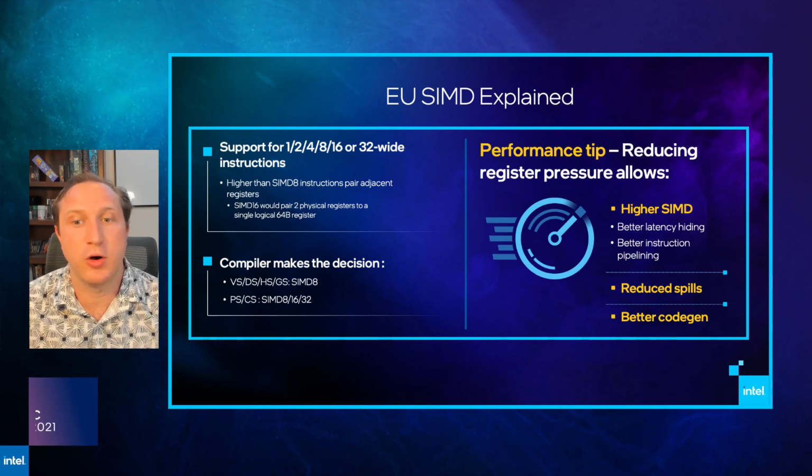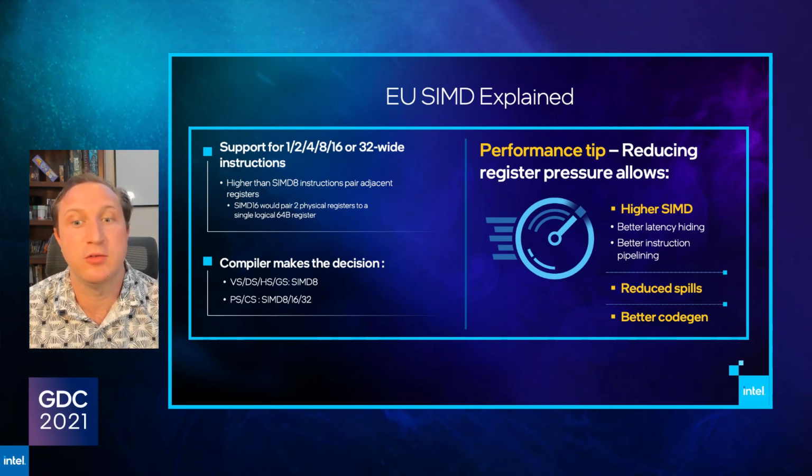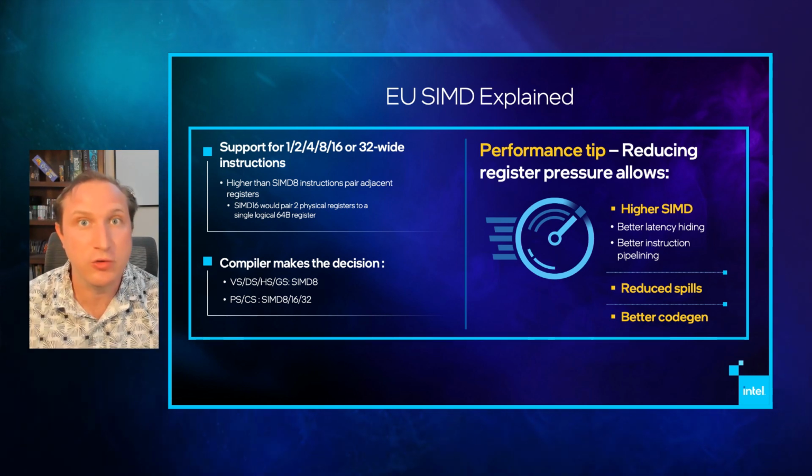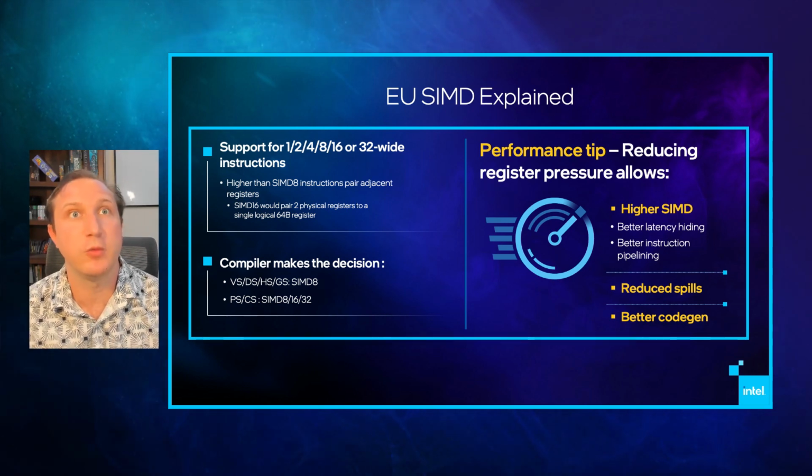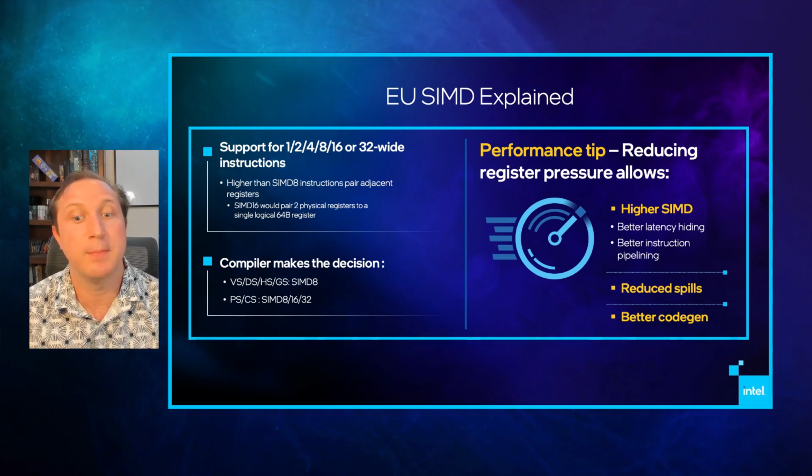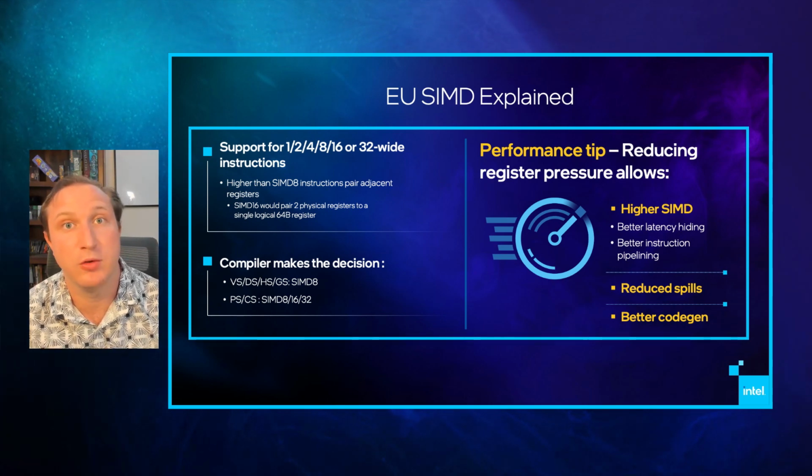One way to ensure you get the best SIMD usage is to reduce register pressure and avoid fills and spills from memory, which can be costly and result in execution unit stalls. This will enable better latency hiding, better instruction pipelining, and better code generation.